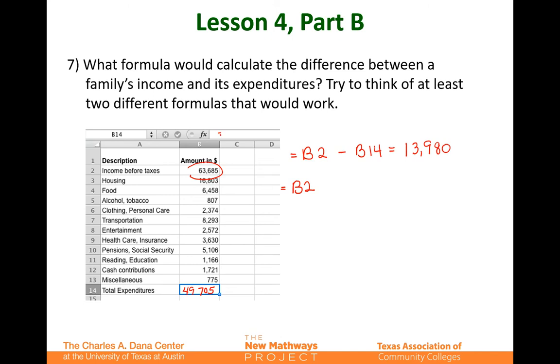It would be B2 minus, and then we'd need parentheses. And we would have to add up all of the others inside the parentheses: B3 plus B4, all the way down, keep adding till you got to B13.